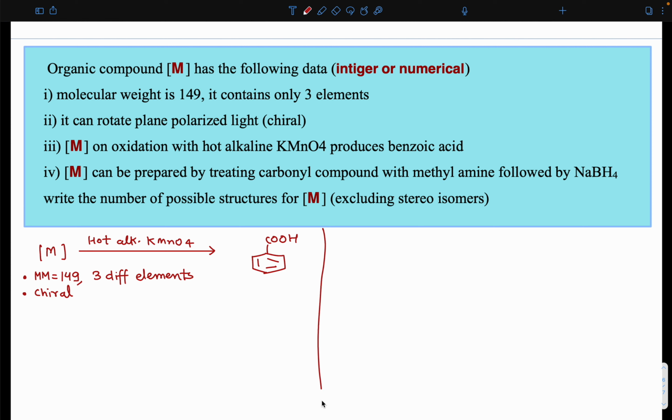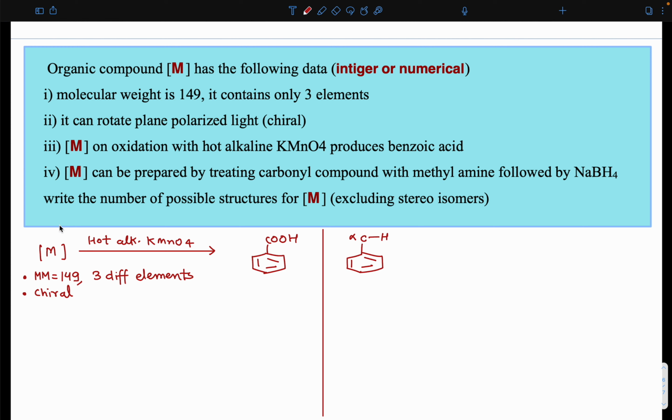By this data, we got one idea that definitely compound M has a benzene ring, and a minimum of one alpha carbon with minimum one alpha hydrogen, then only oxidation with KMnO4 will give benzoic acid. This is the mandatory condition: a benzene ring, one directly attached alpha carbon with minimum one hydrogen. Without hydrogen, we won't get benzoic acid.